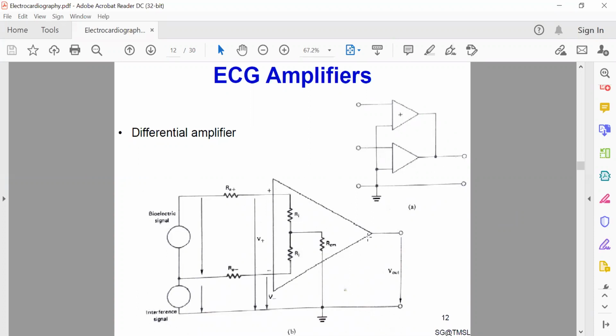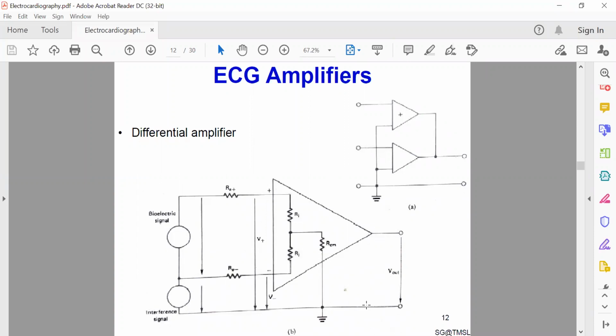And here it is used in this second circuit. The ratio of the differential gain to the common mode gain is called the common mode rejection ratio of the differential amplifier, which in modern amplifiers can be as high as 110 lakh to 1.